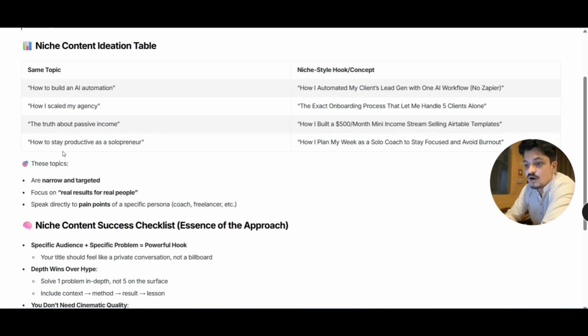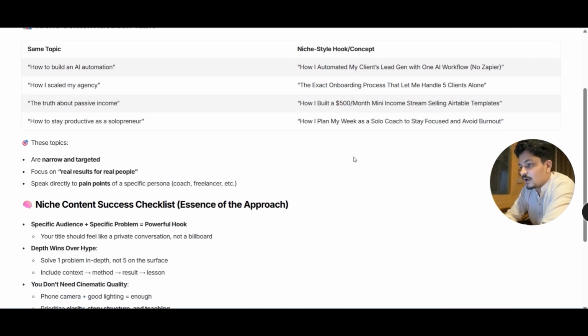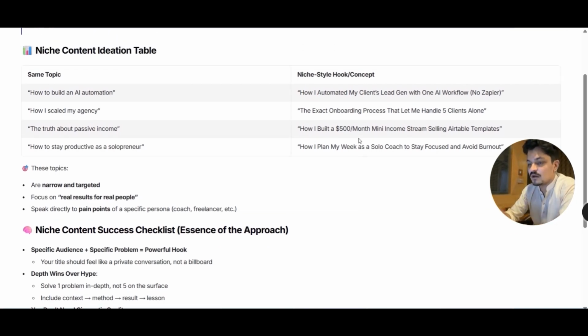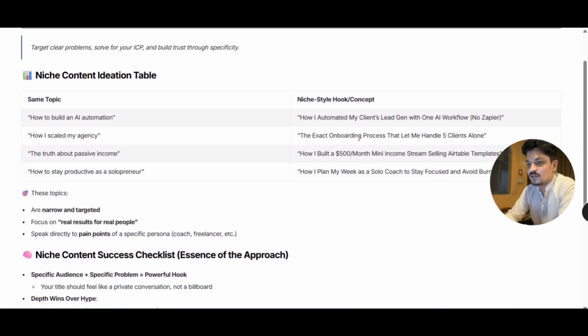How to stay productive as a solopreneur, how I plan my week as a solo coach to stay focused and avoid burnout. I feel like this one could have been ideated way better, right? But still, I think you guys are getting some kind of an idea of how to actually turn a simple, basic topic into an idea with a niched approach, right?